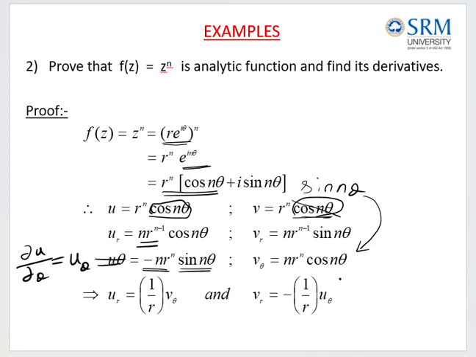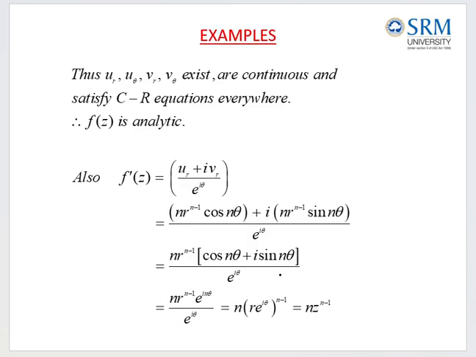So next I need to check whether the CR equations are satisfied: u_r equals 1 by r v_theta and v_r equals minus 1 by r u_theta. So I can conclude that all the first order partial derivatives exist, are continuous, and satisfy the CR equations, hence the function is analytic. So next we need to see how to find the derivative for this function.